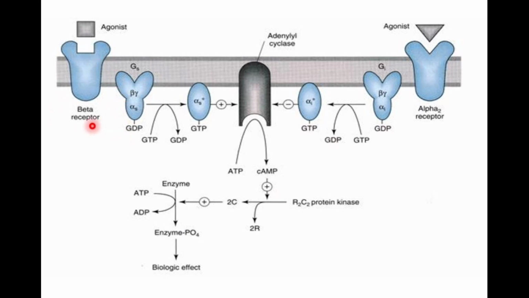All types of beta receptors stimulate adenylate cyclase. An increase in cyclic AMP concentration would increase the heart rate. However, it will cause relaxation of smooth muscle. On the other hand, alpha 2 adrenoreceptors inhibit adenylate cyclase, decreasing cyclic AMP formation.